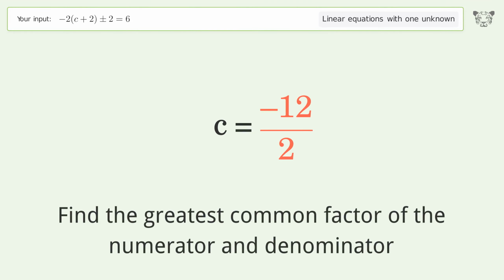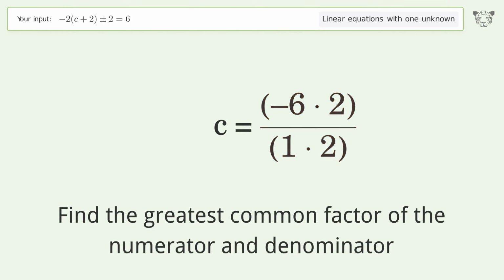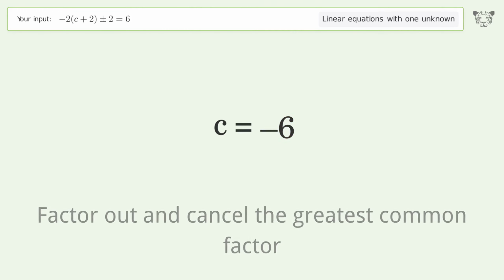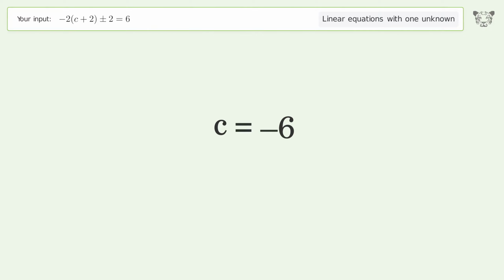Find the greatest common factor of the numerator and denominator. Factor out and cancel the greatest common factor. And so the final result is c equals -6.